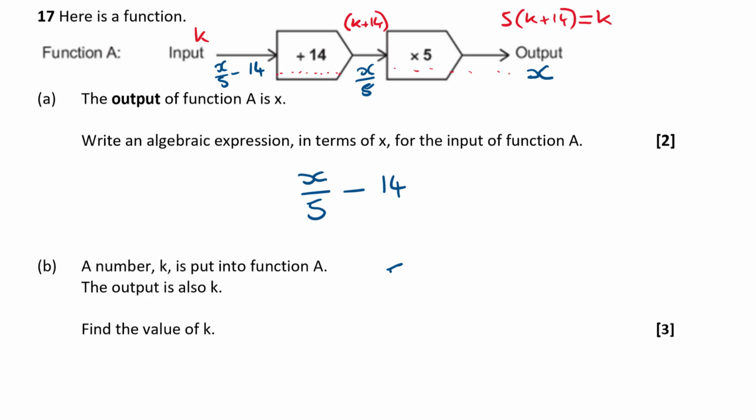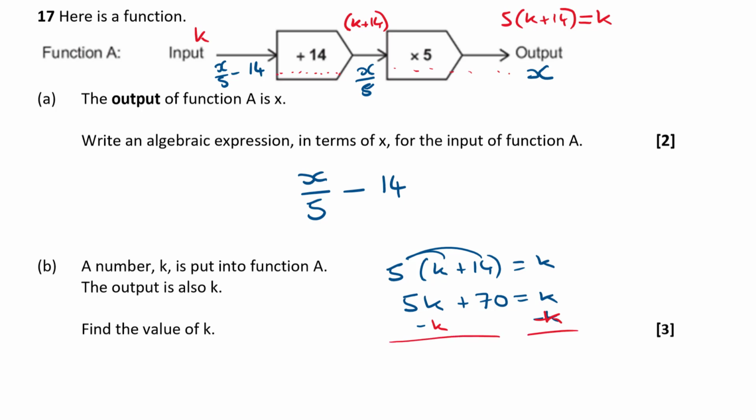So if I've got 5 lots of k plus 14 is equal to k, right, let's just first remove that bracket. So 5 times k is 5k, and 5 times 14, that's 70, isn't it? That must be equal to k. So then subtracting k from both sides, what am I going to get?